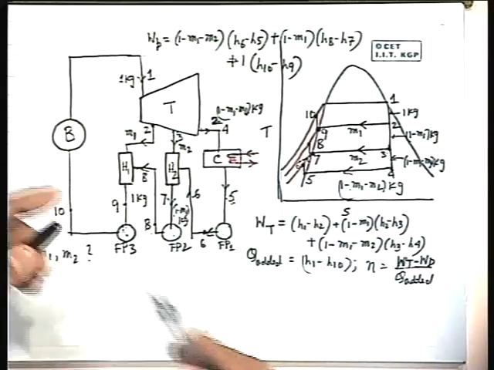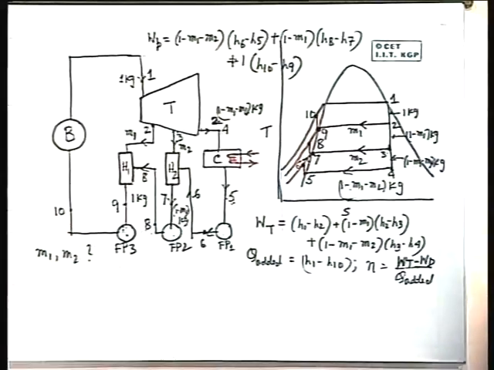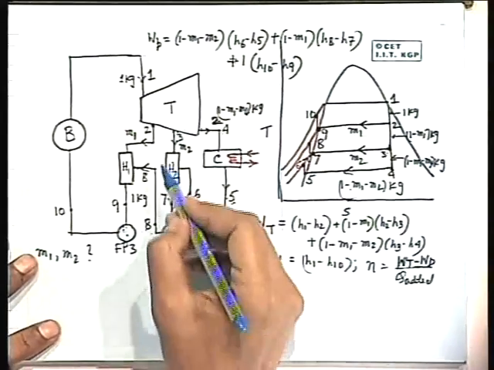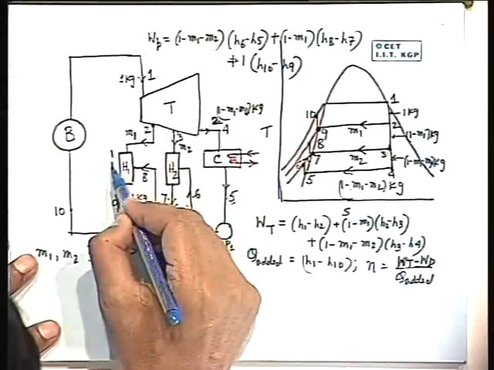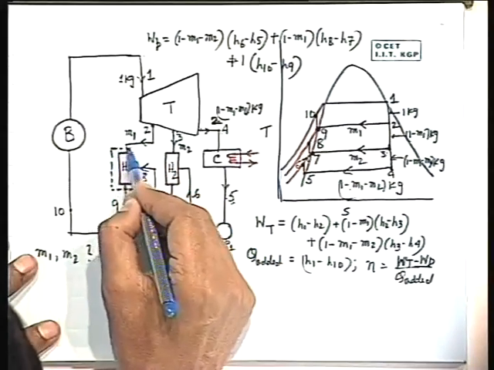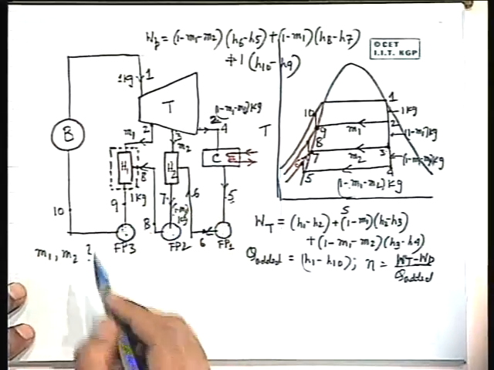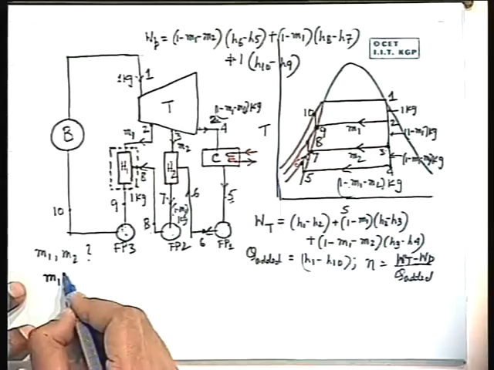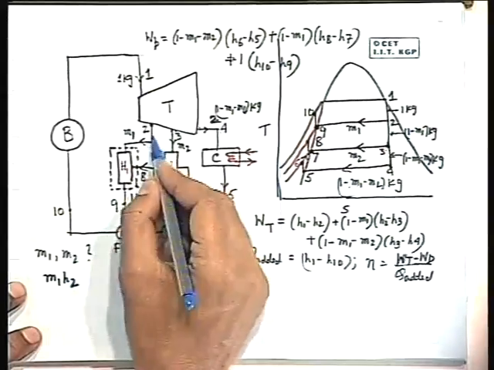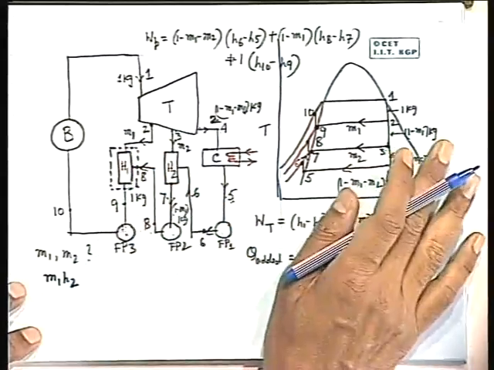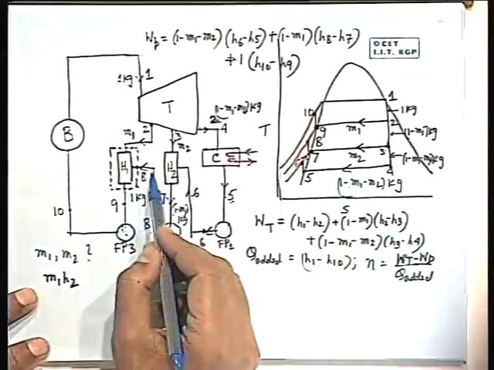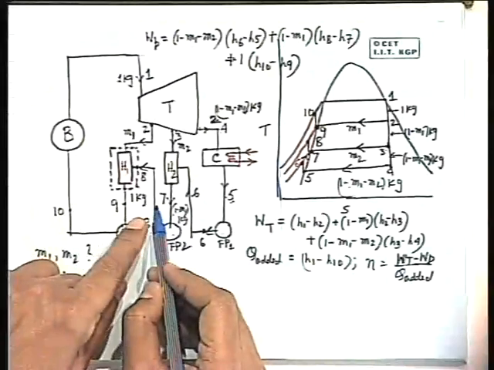How to find out M1, M2? From the energy balance of the heaters. Let us consider first the energy balance of this heater. Control volume. What is the energy balance of this heater? Energy coming in M1, H2. You see here, when you write the energy balance, you see the block diagram, not the cycle diagram. Other part, this is what? Here the space is short, you can write the amount.